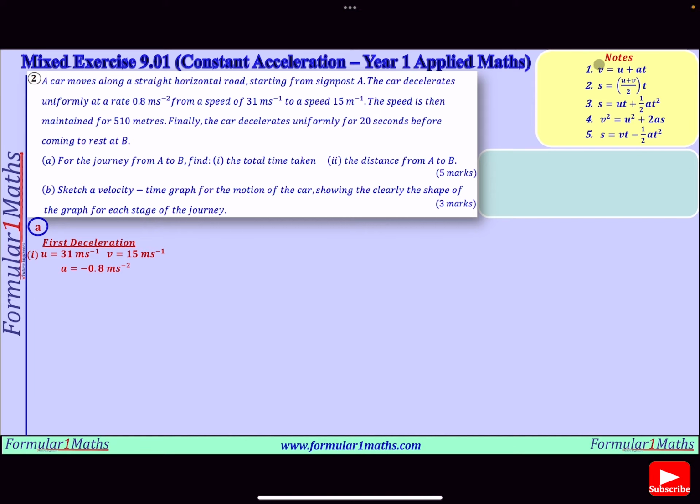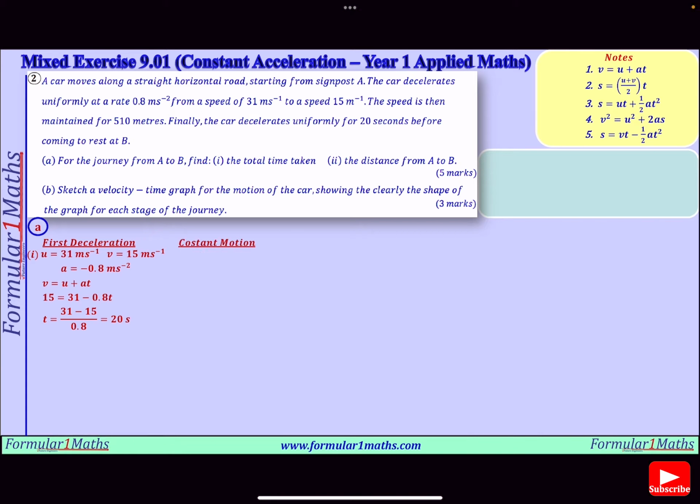We're going to use equation 1. If we put out equation 1 and do our substitution, we get 15 equals 31 minus 0.8t. Rearranging, you get 31 minus 15 over 0.8, and solving gives you 20 seconds. So for the first stage of the motion, it took 20 seconds.